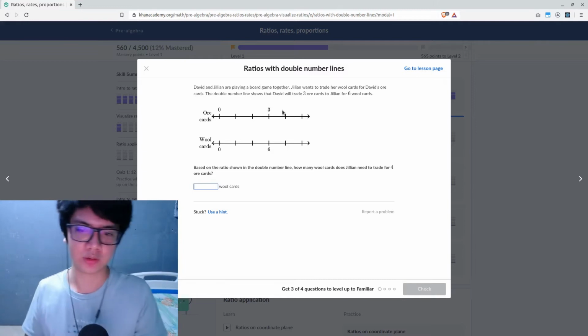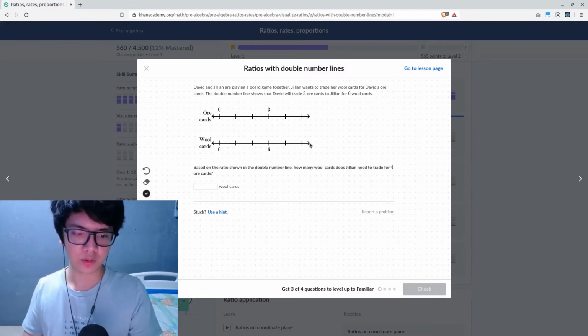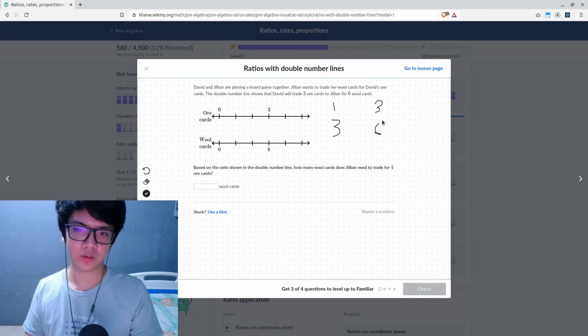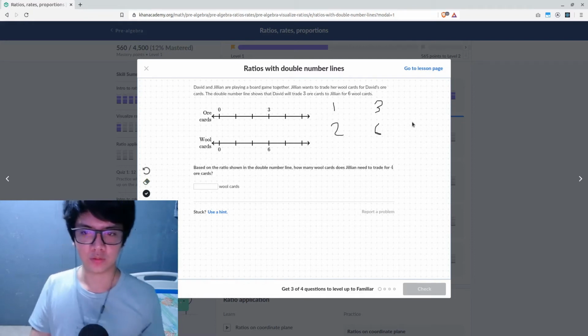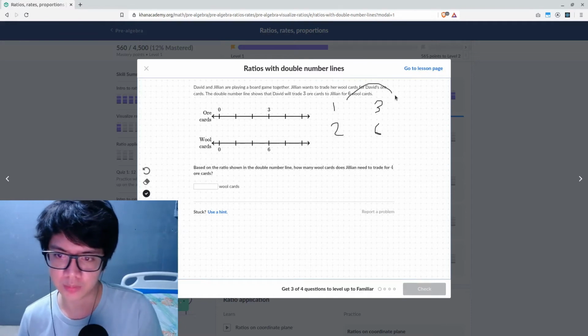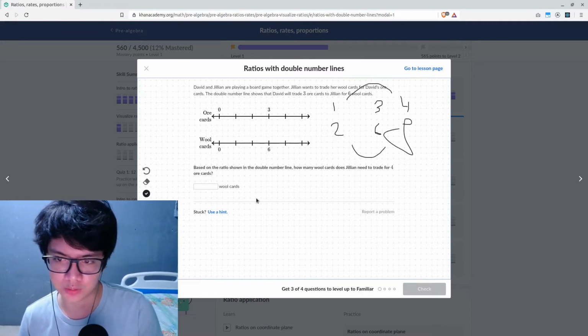It's not 7. So it's 3 to 6. And then we have 1 to 3, 3 to 6, and then 6 to 9. No, that's not how it works though. Times 3. No, it's not. It's actually just 2 times 3, right? Times 3, and times 4. So multiply by 4, so you get like 8.